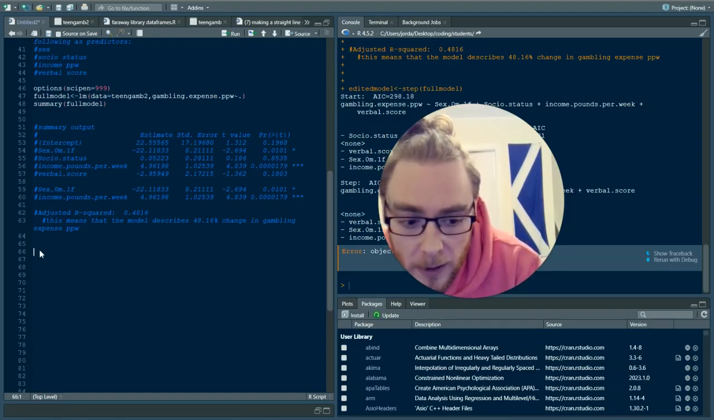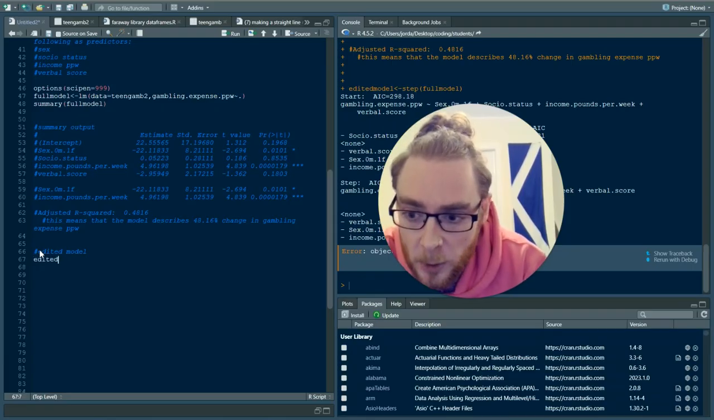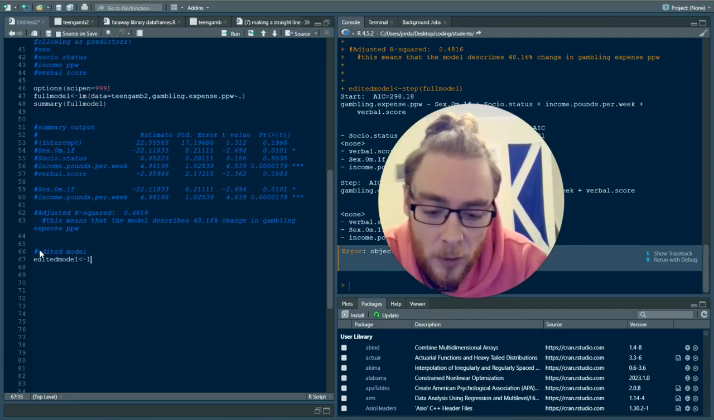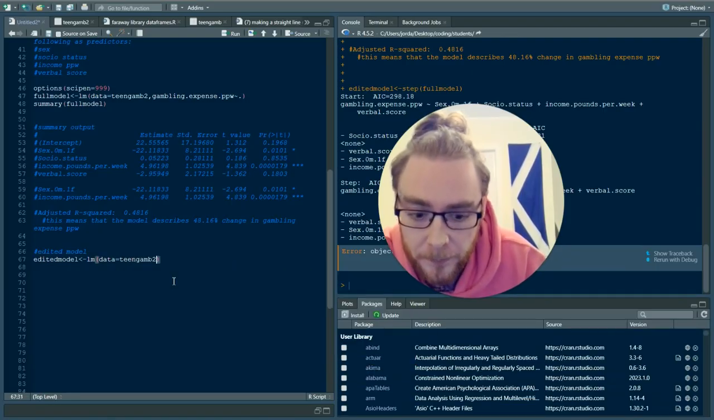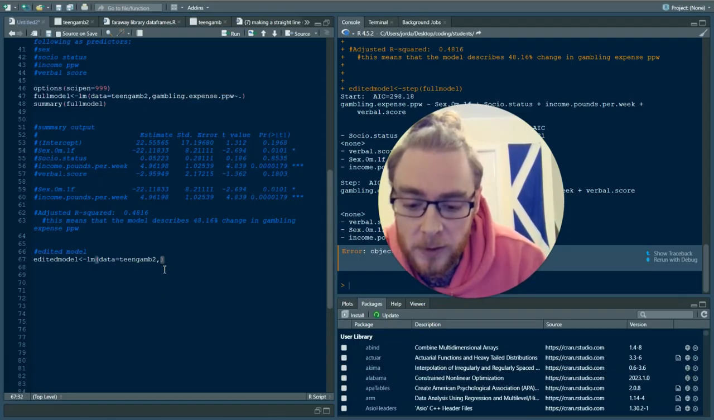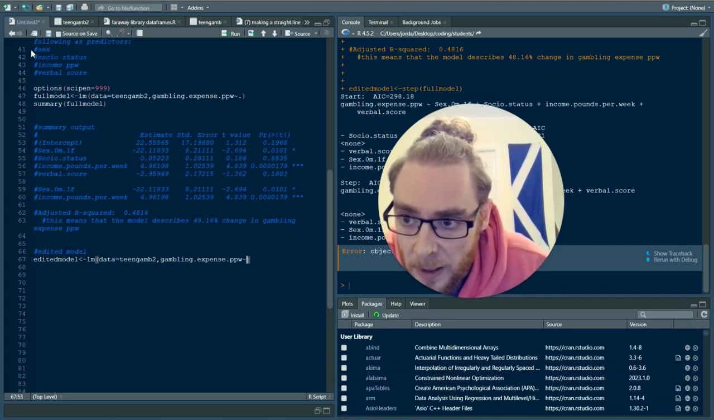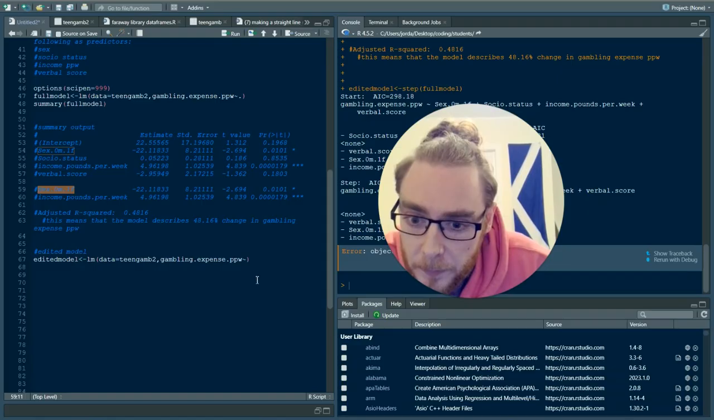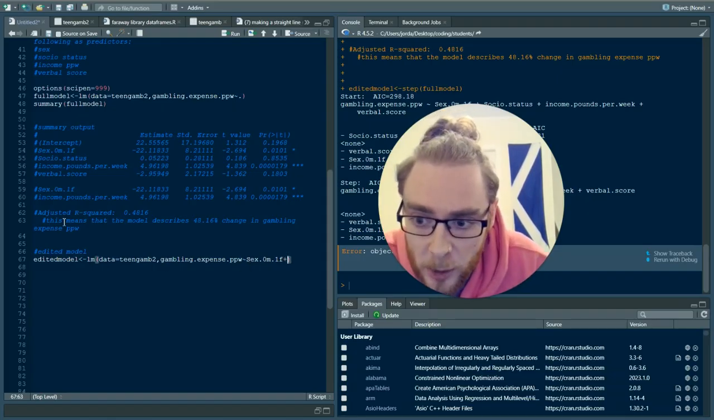So, edited model is, I'll call it edited model, why not? Back arrow LM data equals teengamb 2. The response, what we can do is we could just copy the parts we need from this. The thing that's going to be different is there's not going to be a dot anymore at the end, because now we're going to put these two columns that are significant, and I would just copy and paste their names. And then we can check the R squared again, and that's one of the things you can do to check how good the model is.